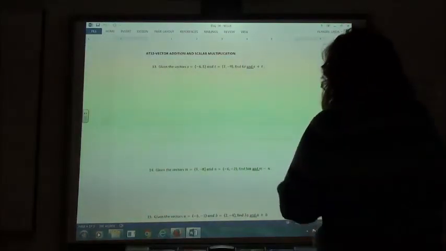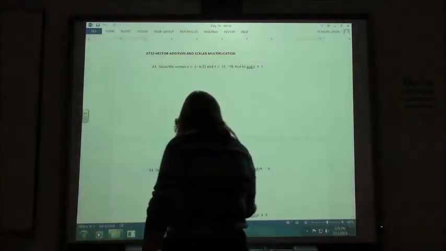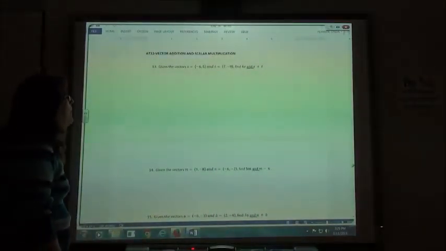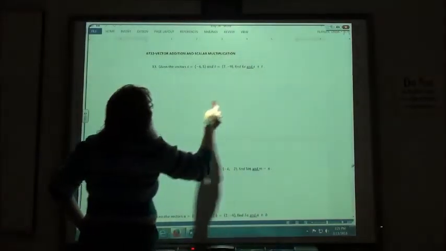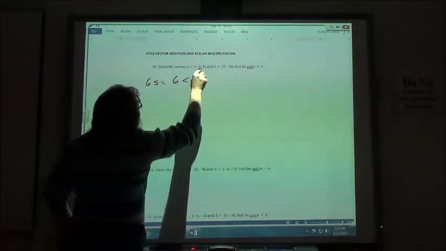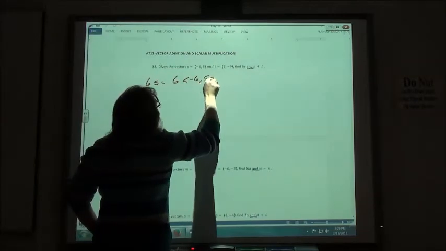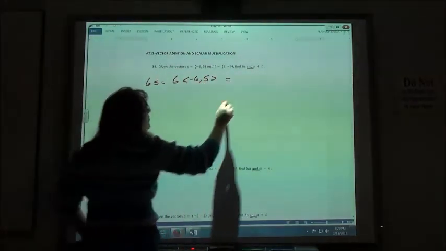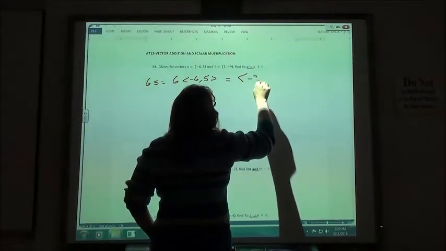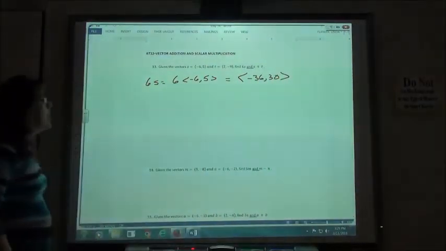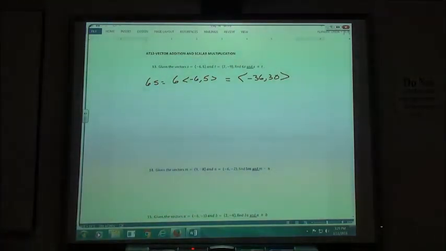13, 14, and 15, we're doing vector addition and scalar multiplication. And just like you probably think would happen, if I am going to find 6s, I am going to take 6 times my vector, which is negative 6, 5, which basically just means I'm going to take 6 times each of those values. So I am going to get negative 36, 30, and that's going to be my answer when I take 6 times s.